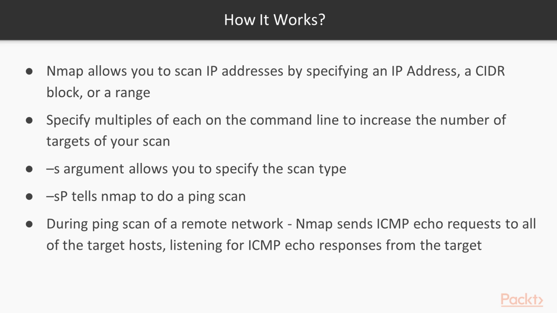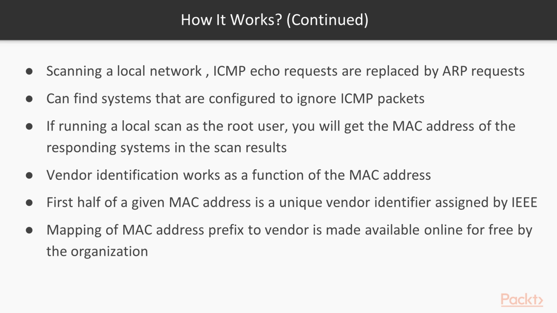During a ping scan of a remote network, NMAP sends ICMP echo requests to all the target hosts, listening for ICMP echo responses from the target. For each host that responds from within the specific ranges, the latency is provided. If you are scanning a local network, then the ICMP echo requests are replaced by ARP requests. This has the benefit of being able to find systems that are configured to ignore ICMP packets.